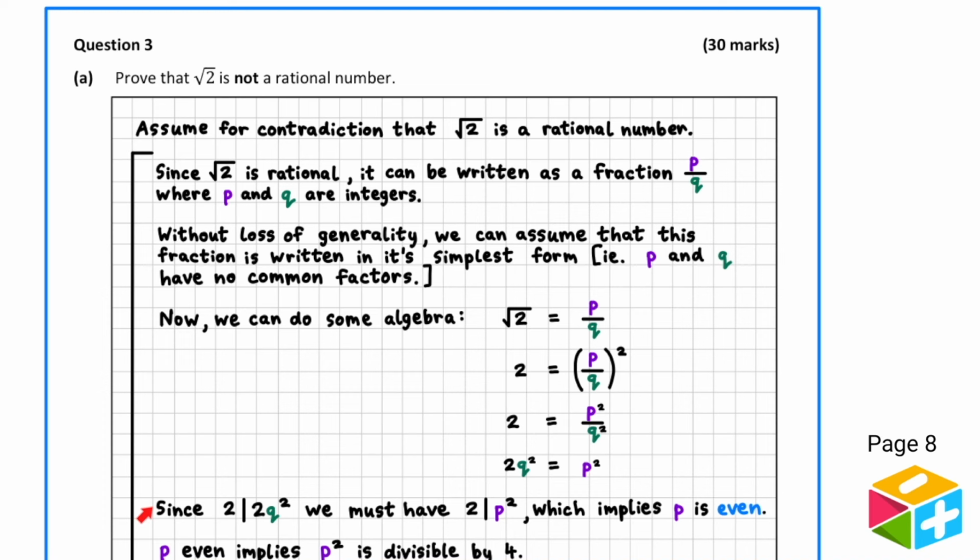Because of the factor of 2, we know that 2 divides into the left-hand side of the equation. Since the left-hand side is equal to the right-hand side, 2 must also divide the right-hand side of the equation. So 2 must divide p squared. This implies that p is an even number. This comes from the fact that an odd number squared returns an odd number. So if p were odd, then p squared would be odd, and we wouldn't have 2 dividing p squared. So the only option is that p is even.